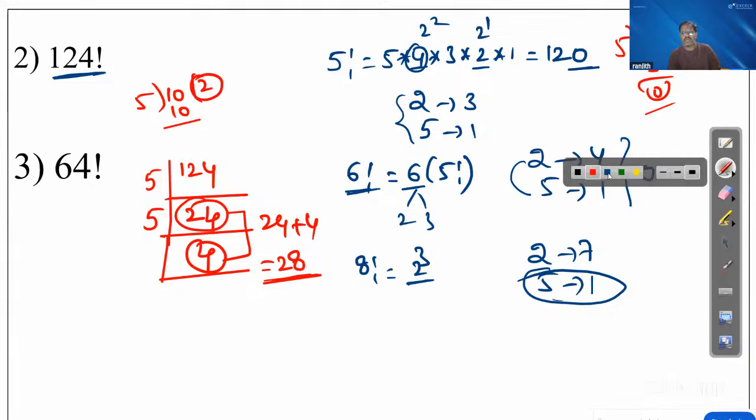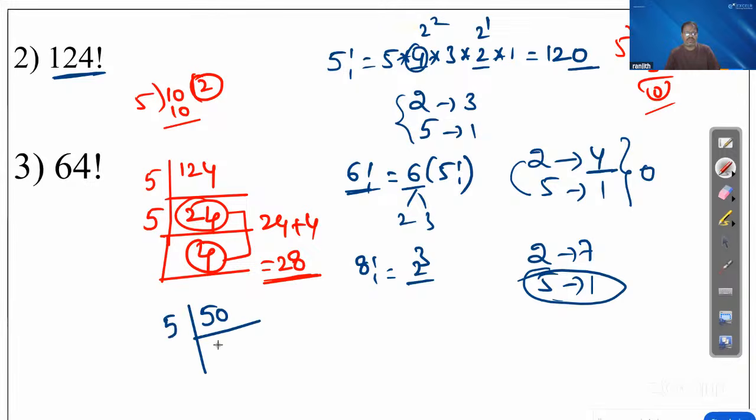If I want to find 50 factorial, what is the number of zeros in 50 factorial? 50 divided by 5 will be equal to 10. 10 is again divisible by 5, how many times? 2 times. So 10 plus 2 will be equal to 12. So the number of trailing zeros is 12.